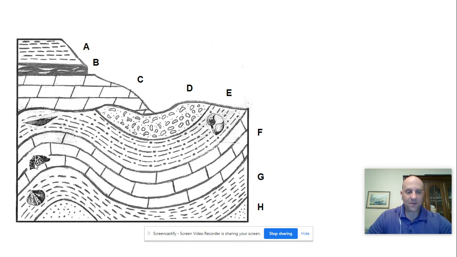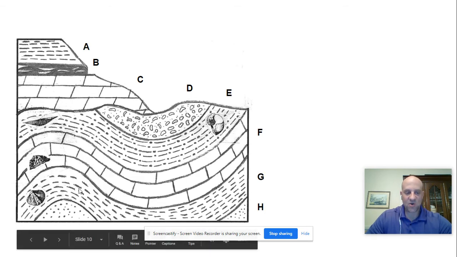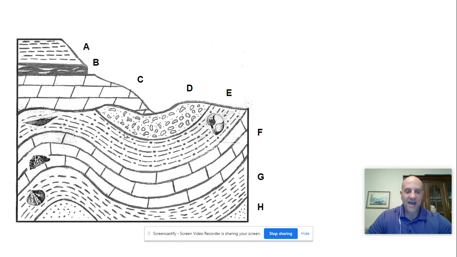Here's another example of some folded layers. This wavy line across here would be our unconformity. So the order of events would go sandstone, shale, limestone, siltstone, conglomerate. All this gets uplifted, folded, and then there's a period of erosion followed by deposition of these new sedimentary rock layers on top.